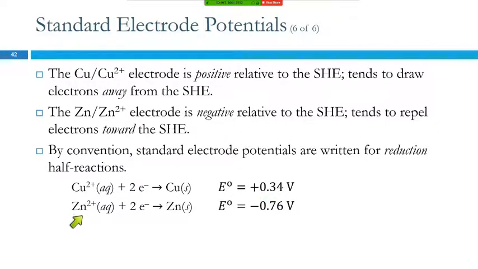For zinc, also written as a reduction, zinc ion plus 2 electrons, forming solid zinc. Here, that cell potential is negative 0.76 volts. And so this negative potential tells me that this zinc electrode is actually going to want to lose electrons. So they're going to run away from it. Electrons are going to go towards this positive cell.